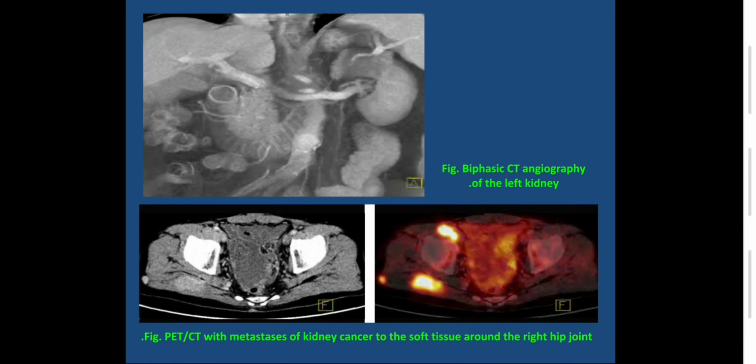This is a coronal section of CT angiography, showing the left renal pedicle or arteries, and at the bottom of the picture is a positron emission tomography PET scan, showing malignancy with metastasis to the right hip, where the uptake of the dye is very high.